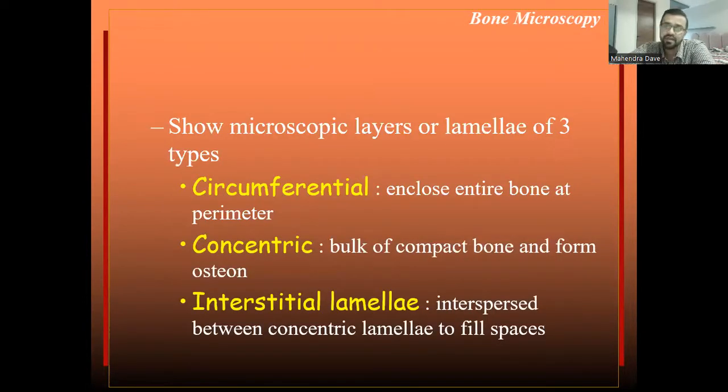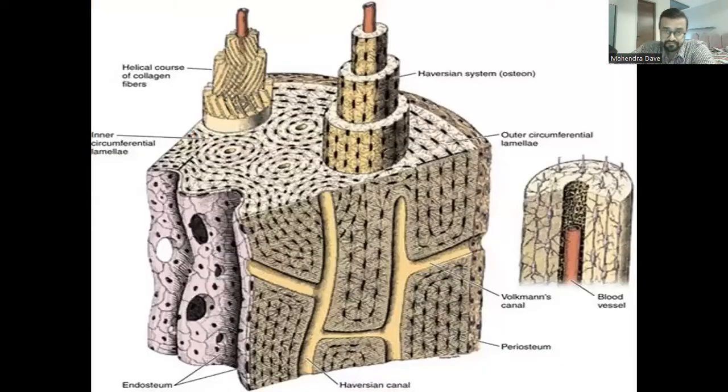The microscopic layers of bone show three types of layers: the circumferential layer, which encloses the entire bone at the perimeter; the concentric layer, which forms the bulk of the compact bone and of the osteon; and the interstitial lamellae, which spread in between the concentric lamellae to fill in the spaces. This is another figure showing the same structure I mentioned.